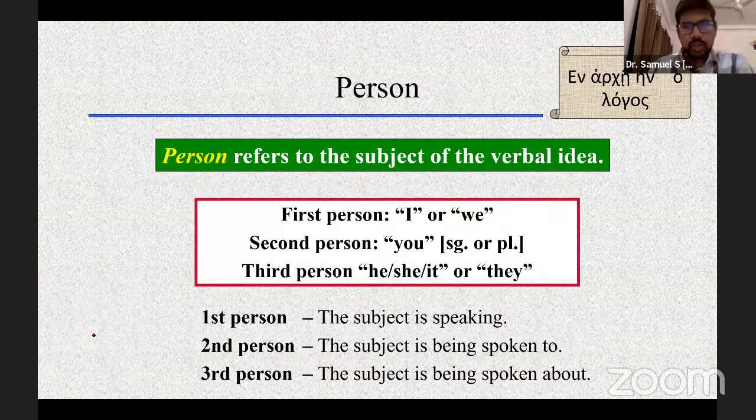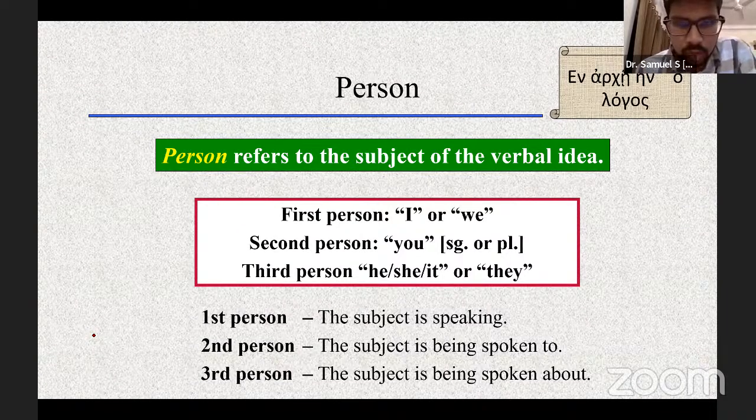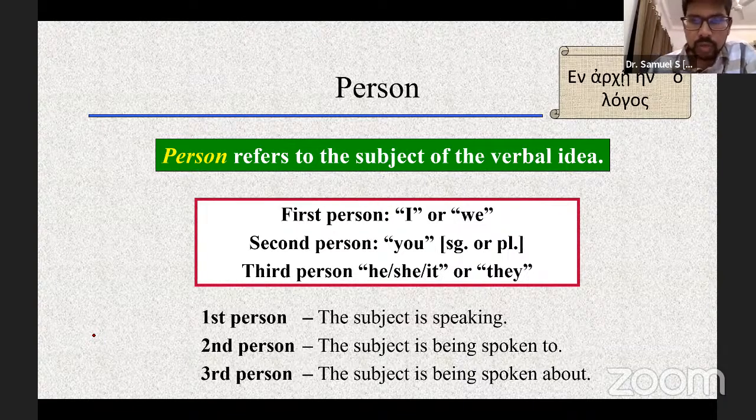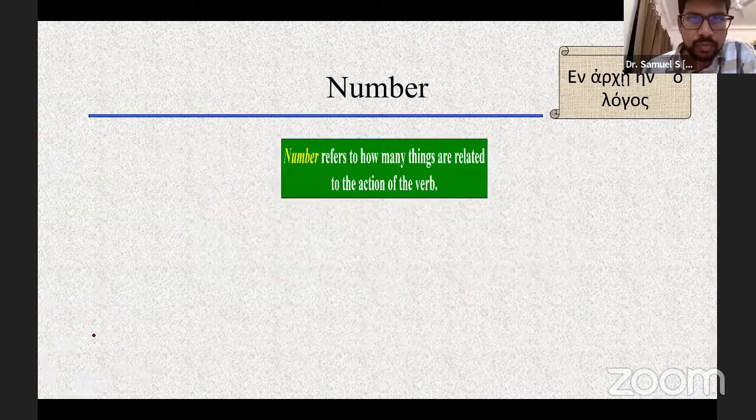So in the first person, the subject is the one speaking. In the second person, the subject is the one being spoken to. For example, you are losing. So it's almost like the narrator speaking to the subject. And in the third person, the subject is being spoken about. He is losing, where the subject is being spoken about.